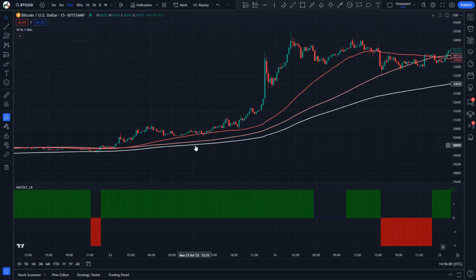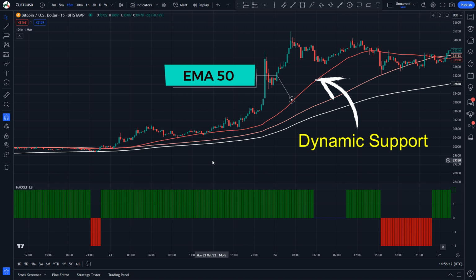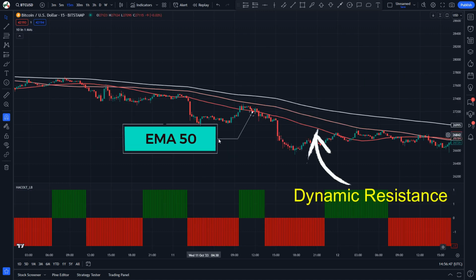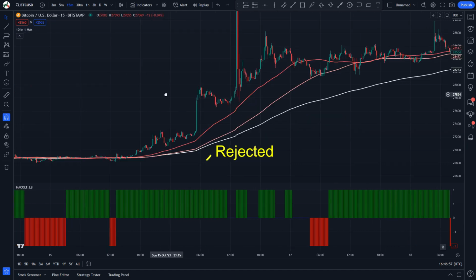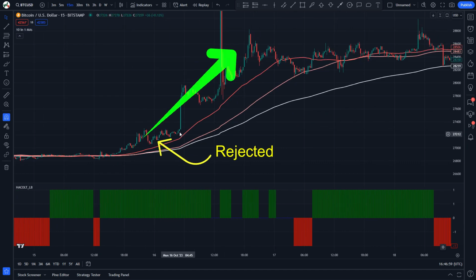We will use the EMAs not just for identifying the trend, but also as dynamic support and resistance levels. The EMA 50, which is the fastest moving average, will be our primary support and resistance. In an uptrend the 50 EMA will be used as support. In a downtrend it will serve as resistance. Notice, when price gets rejected from it, the likelihood of trend continuation is high.